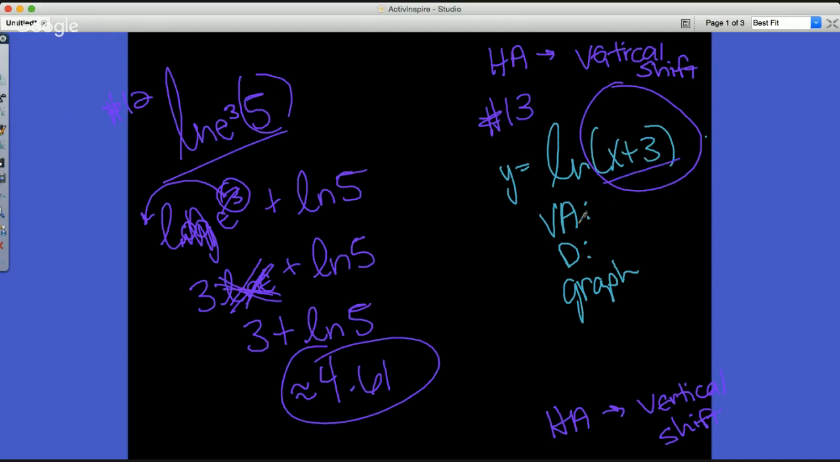Now this x plus 3 is going to transform this thing to the left 3, to where my vertical asymptote would be x equals -3, okay? So there'd be x equals -3 because the x plus 3 is on the inside of that parenthesis.